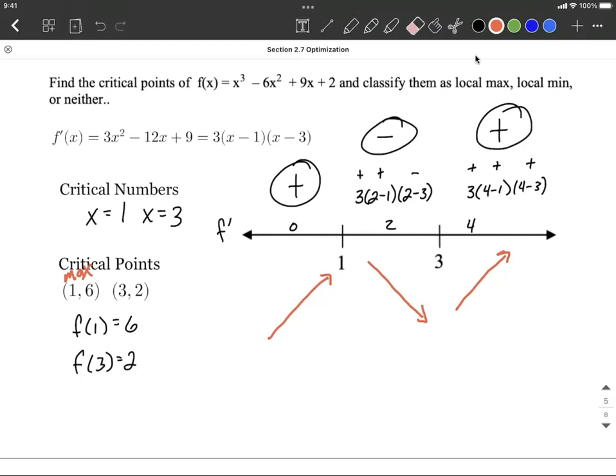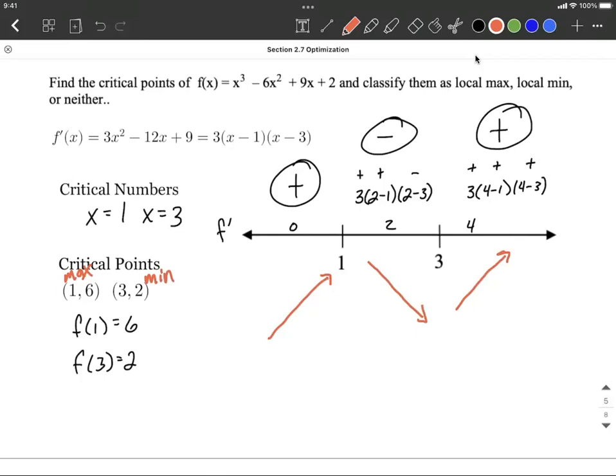Now, if we do the opposite, if we go from decreasing on the left side to increasing on the right side, that's going to make 3 be where we get a minimum. All right, so this other critical point, 3, 2, is going to be where we have a minimum on our graph.